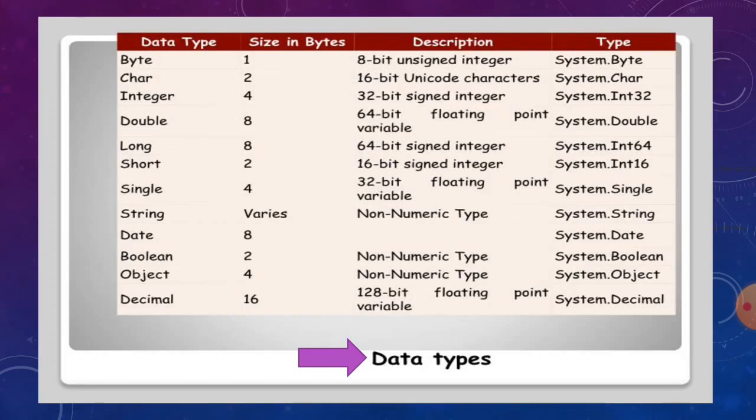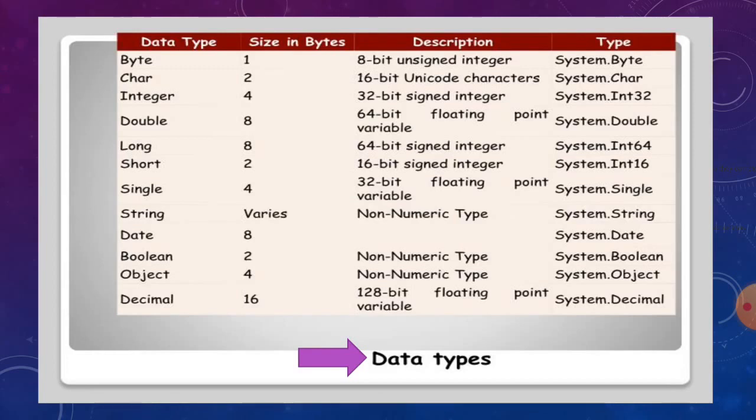And next, Char. It occupies 2 bytes in memory. It stores 16-bit Unicode characters. Integer occupies 4 bytes. It is a 32-bit signed integer. And Double occupies 8 bytes. And Long occupies 8 bytes. Short occupies 2 bytes. Single occupies 4 bytes.